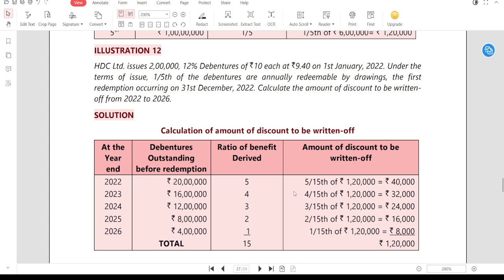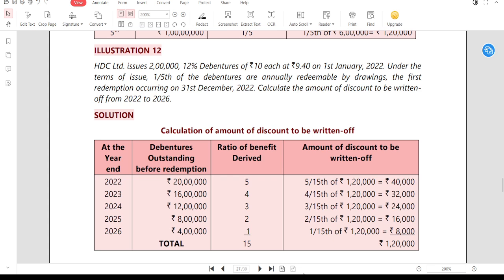See guys, every year your debenture will be redeemed 1/5. I am repeating, every year your debenture will be redeemed 1/5. So the outstanding amount will be reduced each and every year by 1/5, correct? How can we solve these types of questions when the amount is repaid each and every year, not at the end of the 5 years? See, we need to use the sum of your digit method. Let's solve it the same way.